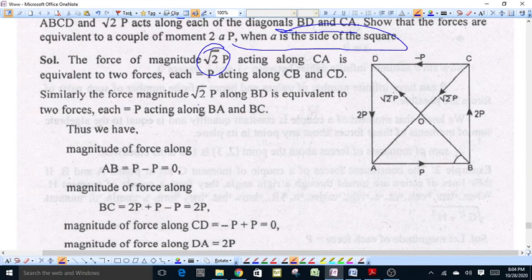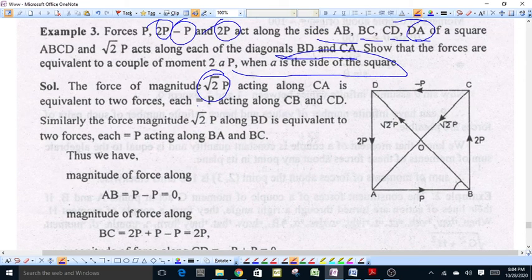Now this force which is along CA, which is equal to root 2 P, is equivalent to a force P each acting along CD and CB. Now force root 2 P along BD is equivalent to, we can resolve this force along BC and BA, whose magnitude is equal to P.